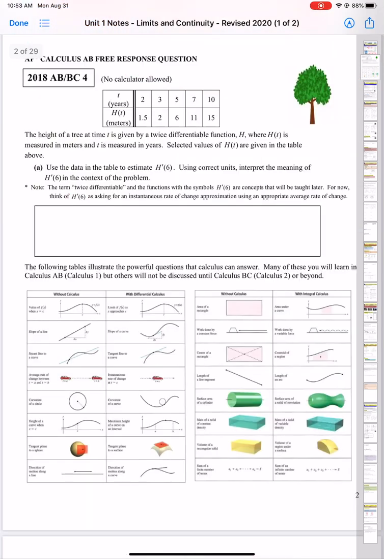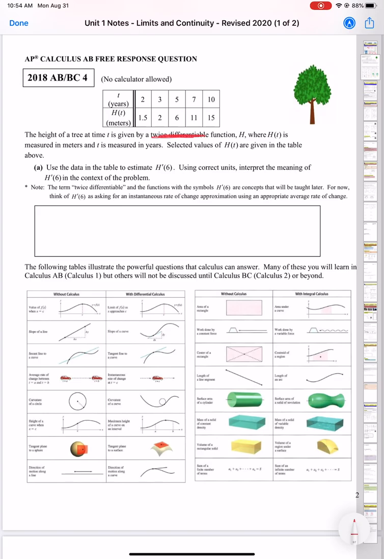So it says the height of a tree at time t is given by a twice differentiable function. Don't worry too much about what that twice differentiable means. We'll get into that a little bit later in the year. The height of the tree is given by the function h, where h of t is measured in meters, t is in years. Selected values of h of t are given in the table above.